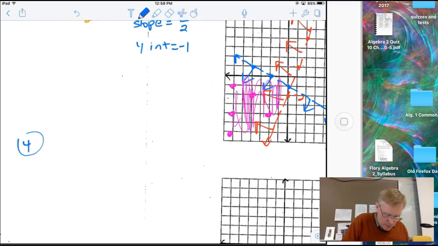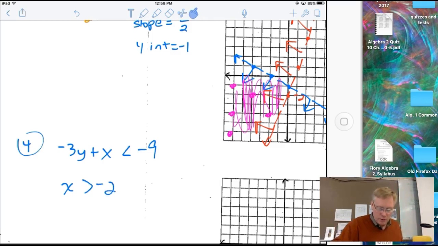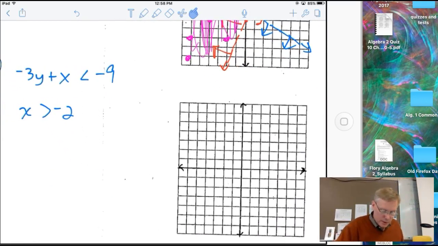All right, here's my last one. Number 4, negative 3y plus x is less than negative 9. Wait, make that negative 7. And x, oops, that was supposed to be negative 9, sorry. x is greater than negative 2. Okay, those are the two equations we're working with, or two inequalities, I should say.